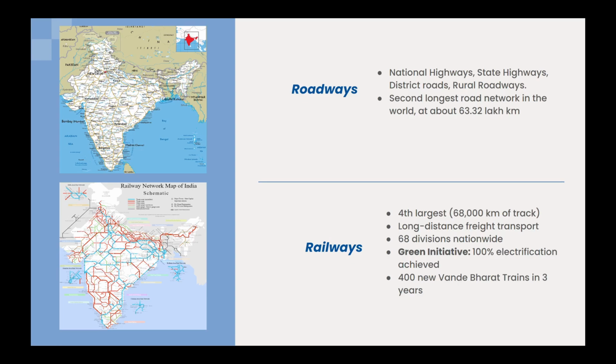Looking at the roads and railways, India boasts the world's second largest road network at 63.32 lakh kilometers, incorporating various types of roads. Its railway system is the fourth largest globally, spanning 83,000 kilometers, achieving 100% electrification, and has introduced 400 new Vande Bharat trains.